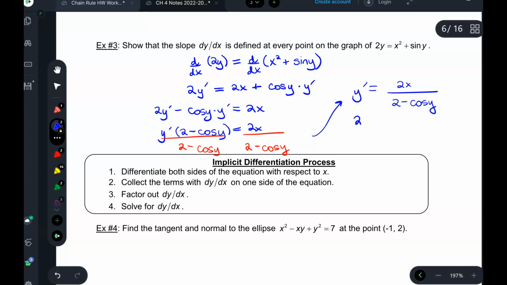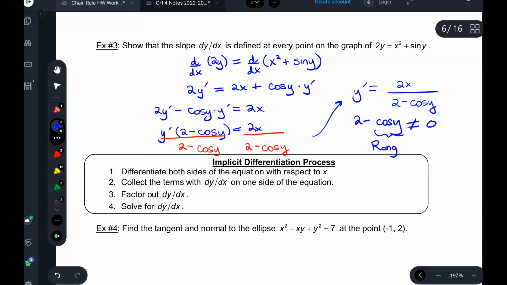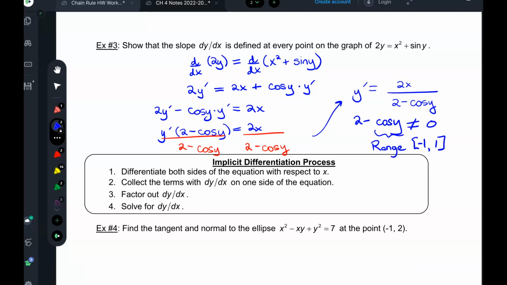Right. So 2 minus cosine of y will never be equal to 0 because the range for cosine is negative 1 to 1, right? So the range is always... So it's impossible to get the denominator equal to 0. So therefore, it's defined at every point. Okay?